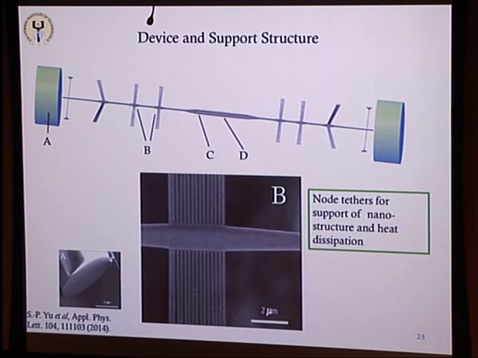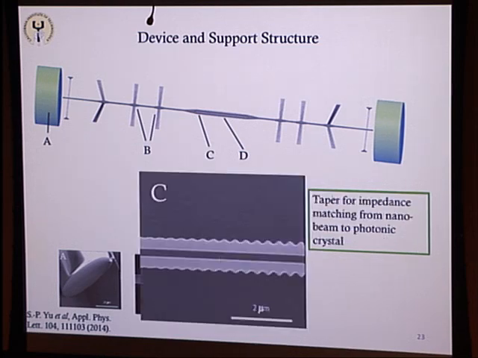These node tethers actually act to support the structure and dissipate heat. So we're utilizing these different colored traps, and that's going to cause a lot of heating in the sample. So these help to dissipate the heat and support the structure itself.